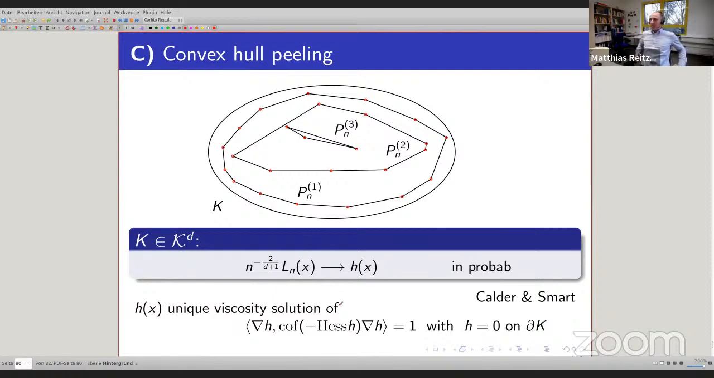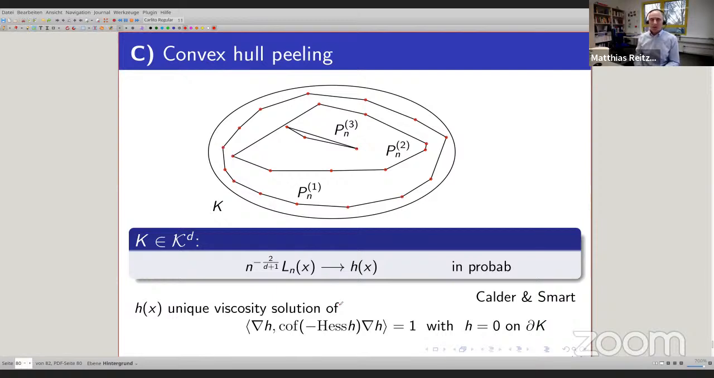This is from game theory. I do not claim that I understand fully what is behind all these things, and I'm not one of the specialists in partial differential equations, so I can just state this. But the nice thing is they really can prove that there's convergence in probability. So this is a huge step in understanding convex hull peeling, in my opinion.